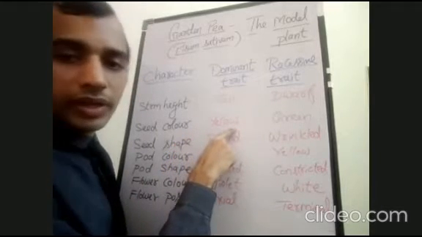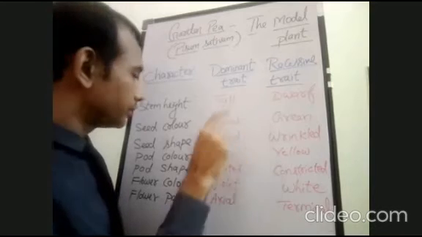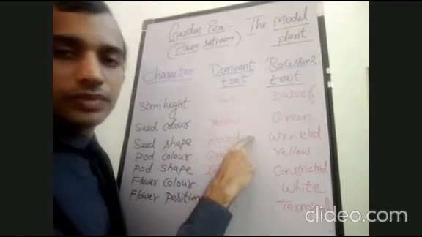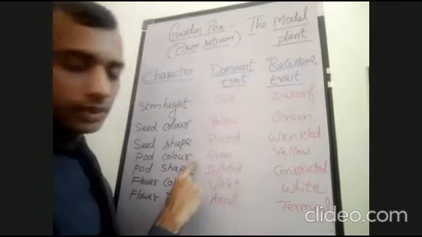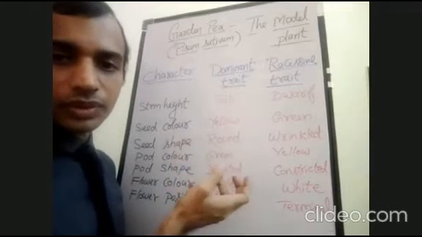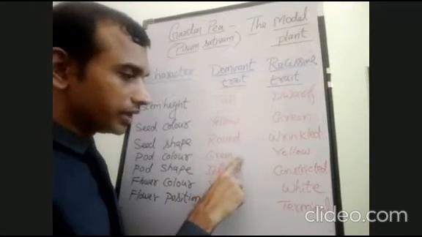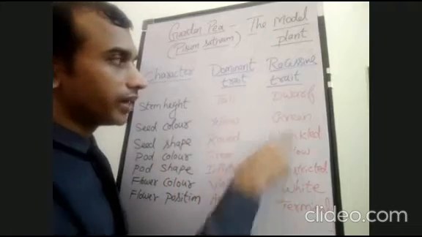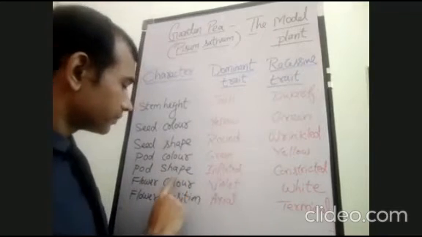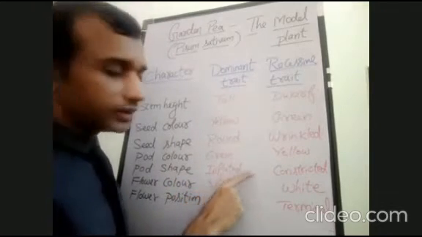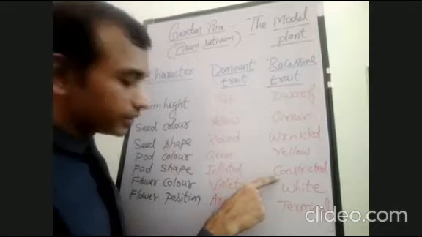Seed color: some pea plants were yellow, some were green. Seed shape: round or wrinkled. Pod color. Pod is nothing but the fruit that bears the seed. Its color green is a dominant character, and yellow is the recessive trait. Pod shape: inflated is dominant, and constricted is the recessive one.